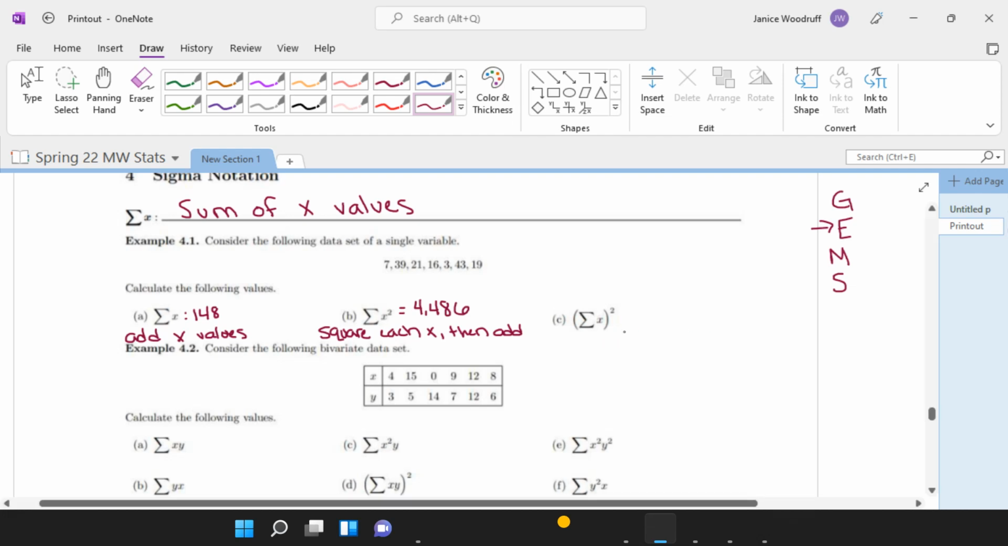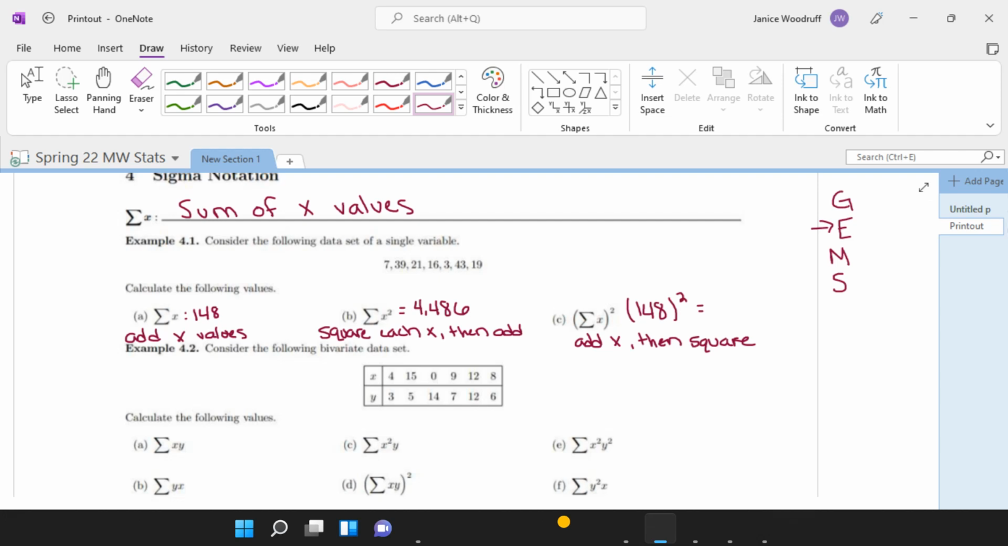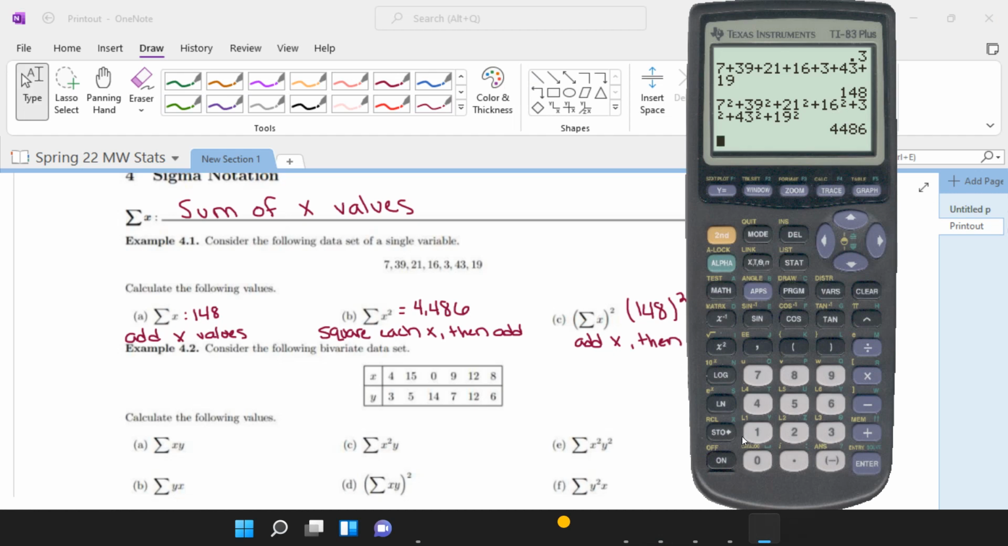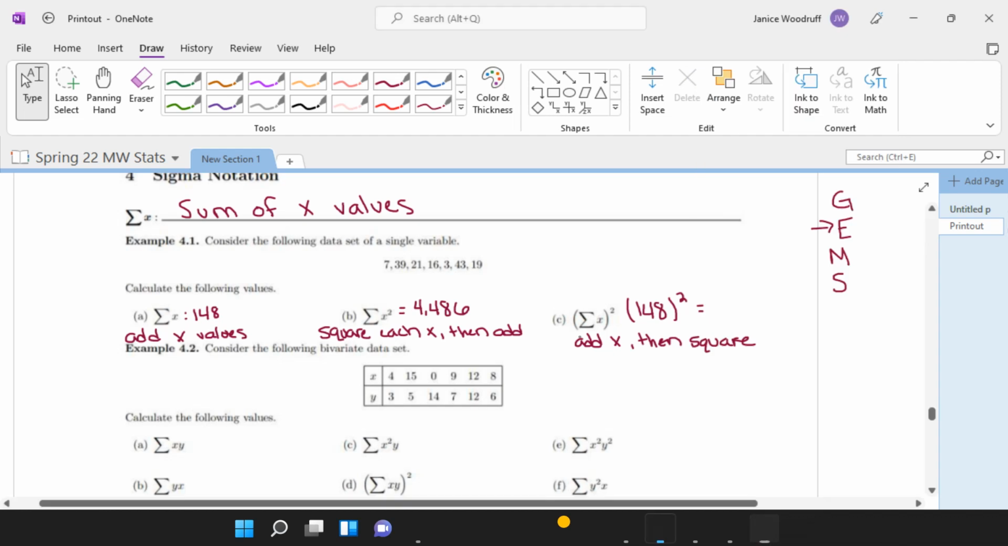Okay, but then in C, this is in parentheses. So that would actually come first. So you would do the sum of x first, then squared. So this is 148 squared, yeah. So add x, then squared. So 148 squared is, I don't have it written down. $21,904.